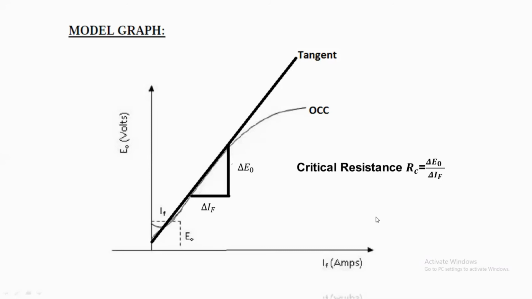Thus, the critical resistance of the self-excited generator is calculated by conducting the open circuit characteristics experiment on the DC shunt generator.